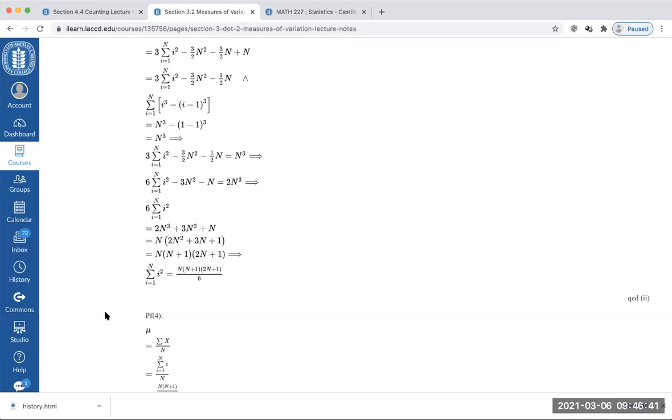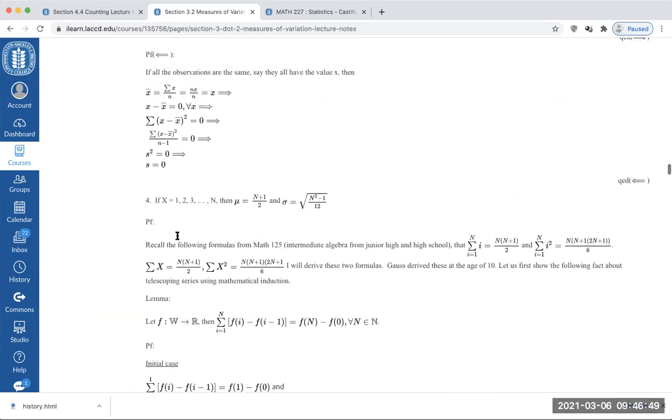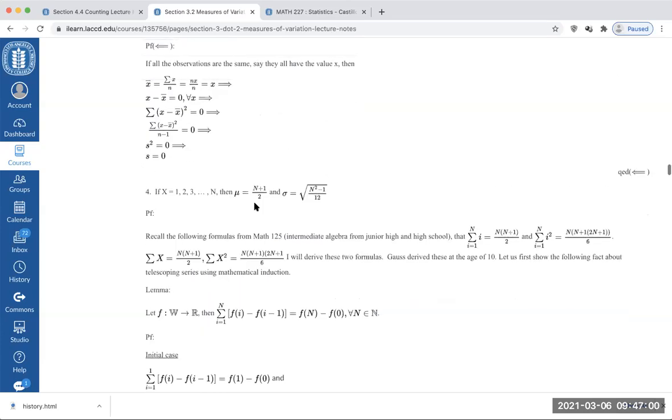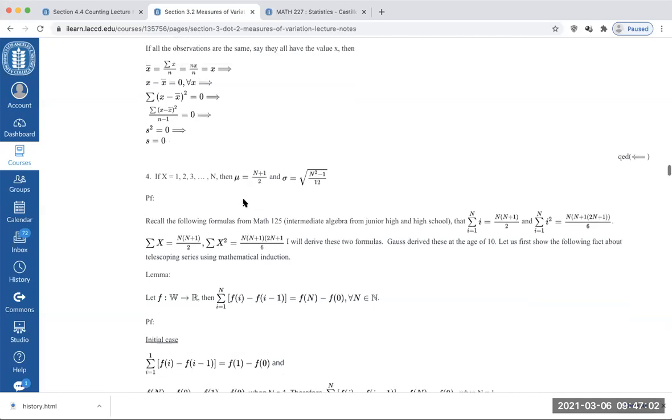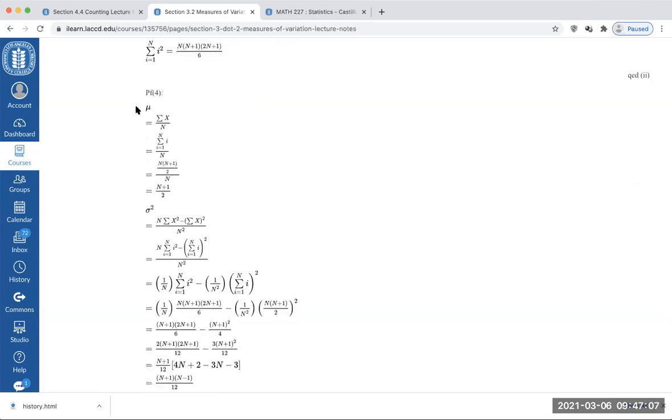So now, this is all the preliminary stuff. Now I can solve what I wanted. So now that I know this, I can show this. And so I have the sum of x is n plus 1 over 2. Let's use that to show this. And so I have here that mu equals the sum of x over n, but the sum of x is just n times n plus 1 over 2. The n's cancel, so this is just n plus 1 over 2.